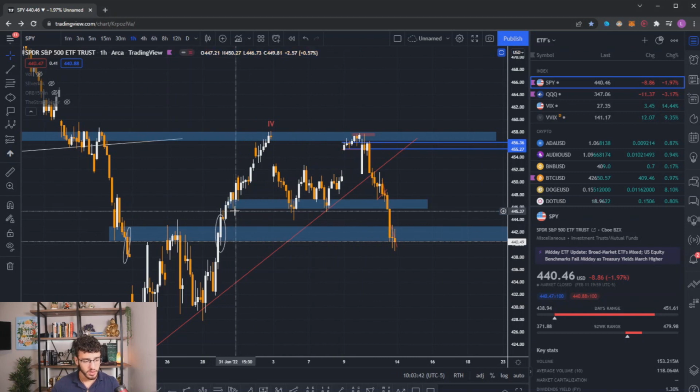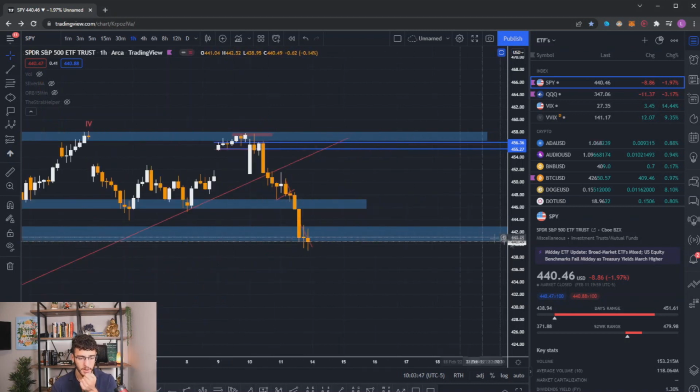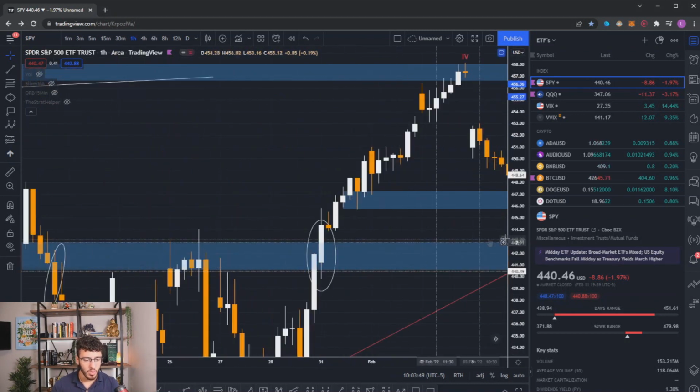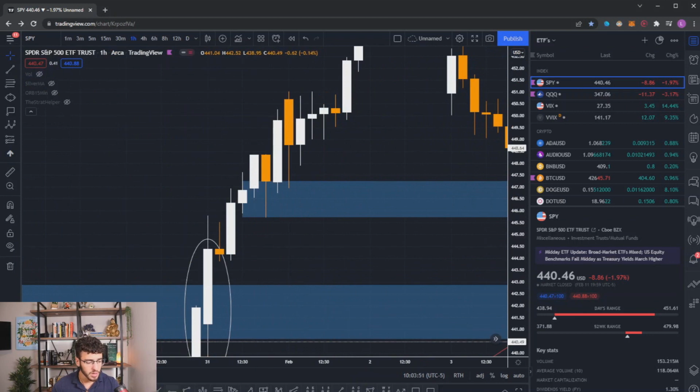2 candles to the right, no wick. 2 candles to the left, no wick. Surpasses this low, right? It has to surpass the low of the wick. So as you can see, the low of the wick is right here. This wick does not surpass it. So this is a support fractal.